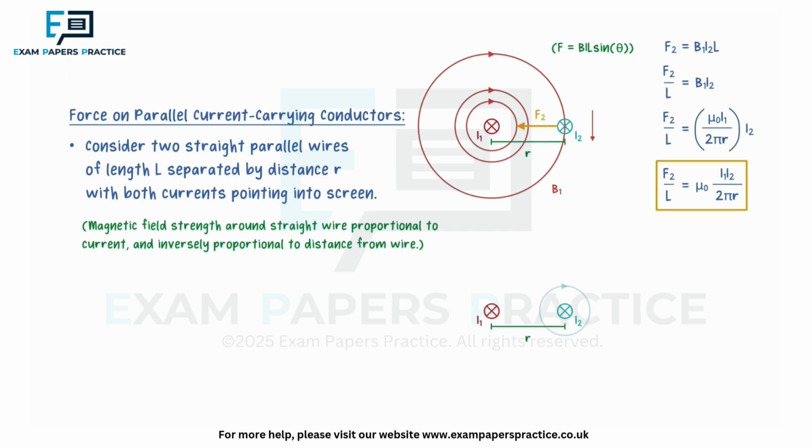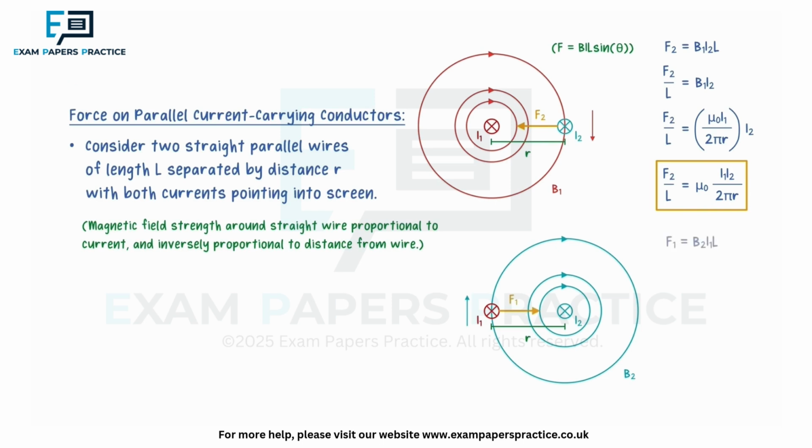Similarly, wire 2 must also produce its own magnetic field, since it is a current carrying wire, and this field will point upwards at the position of wire 1. Therefore, wire 1 must also experience a magnetic force due to wire 2. From the right-hand slap rule, we see that the force on wire 1 acts to the right towards wire 2.